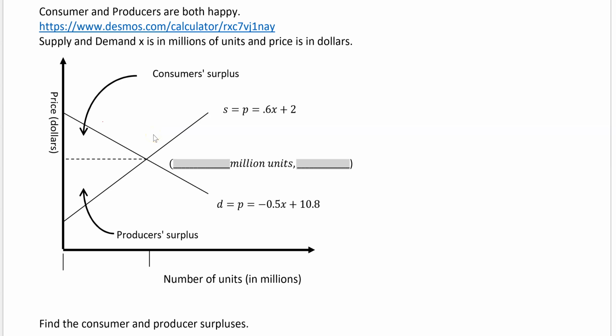All right, so this is market equilibrium. We're trying to find the location, that price and number of units sold, that gives us the most consumer happiness and the most producer happiness. So the most consumer surplus and the most producer surplus. What that is, is that point of intersection right there.